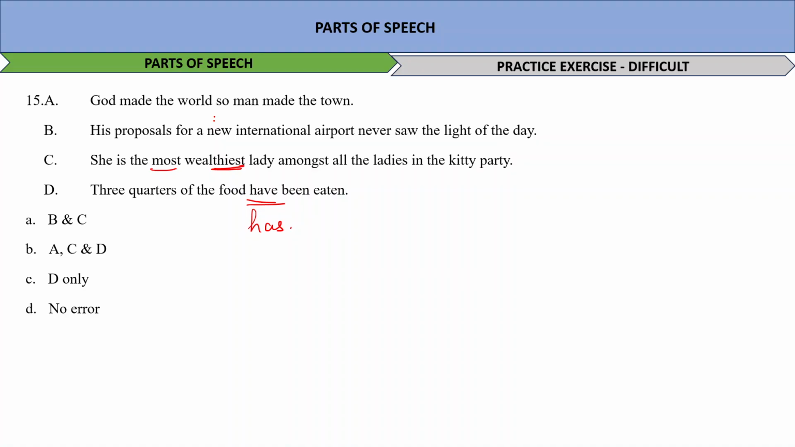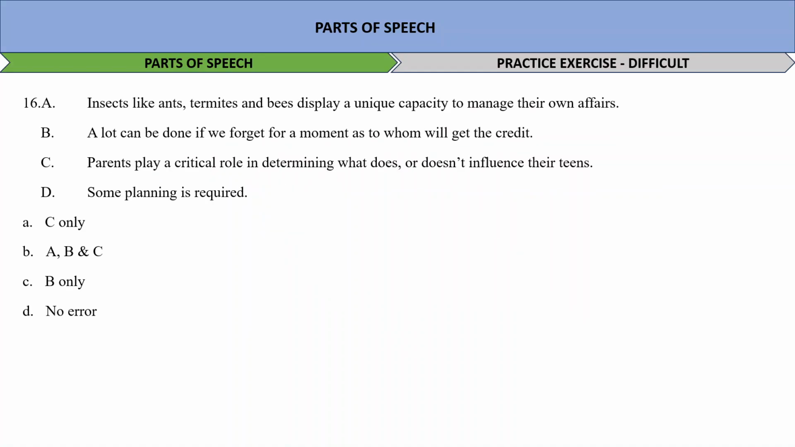Moving to the next one. Insects like ants, termites and bees display a unique capacity to manage their own affairs. A lot can be done if we forget for a moment as to whom will get the credit. Whom will get the credit? Don't you think that this sentence is somewhat inappropriate? It should be who will get the credit, and not whom will get the credit, right? Who will get the credit?